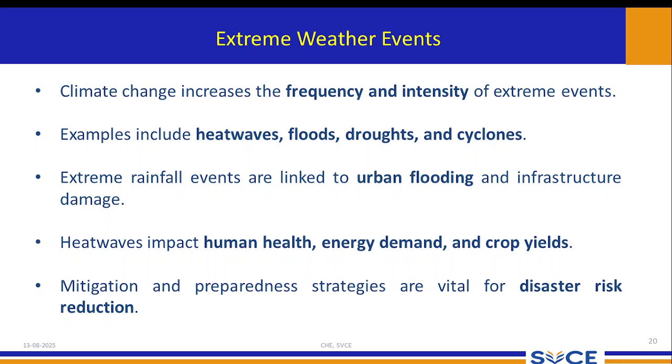Because of the weather pattern, what are the things that may happen? Heat waves will come. Heat stroke may occur during a heat wave, especially for old people. Flooding may come. Drought takes place in some regions. Cyclones may occur. Extreme rainfall events are likely linked to urban flooding and infrastructure damage. As I told you, if there is extreme rainfall, urban flooding and infrastructure damage may take place. Heat waves impact human health, energy demand, and crop yields. Mitigation and preparedness strategies are vital for disaster risk reduction.